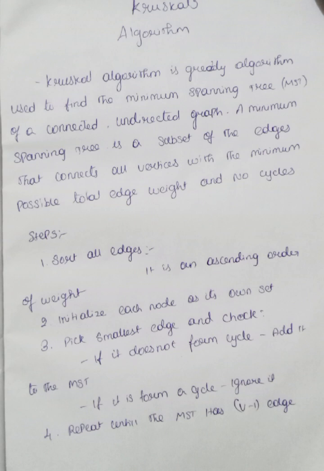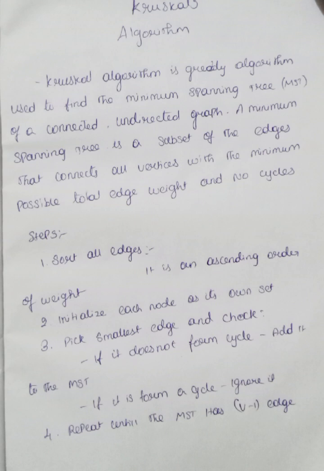Kruskal algorithm is a greedy technique algorithm used to find the minimum spanning tree of a connected and undirected graph. A minimum spanning tree is a subset of the edges that connects all vertices with the minimum possible total edge weight and does not form any cycles.